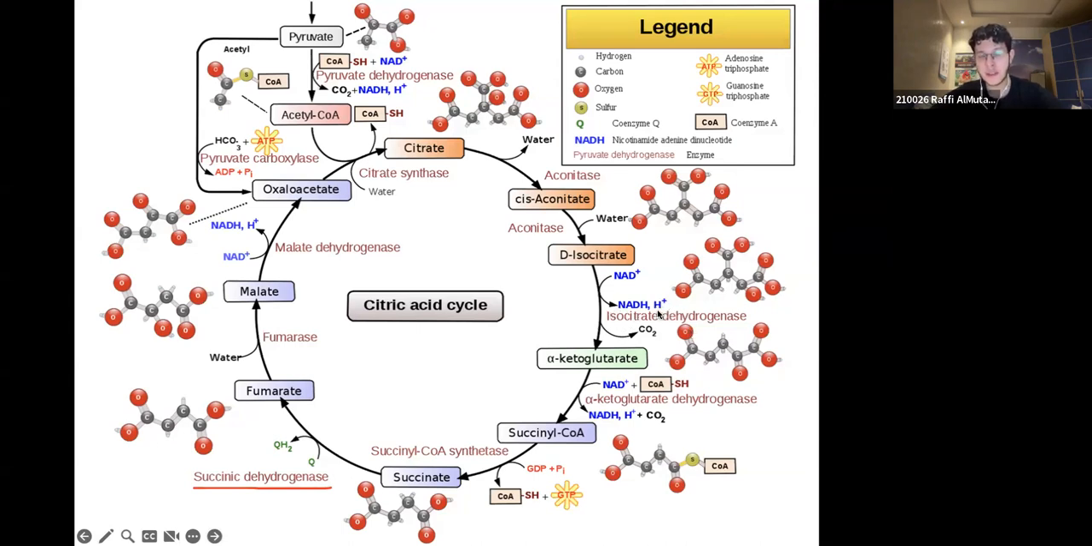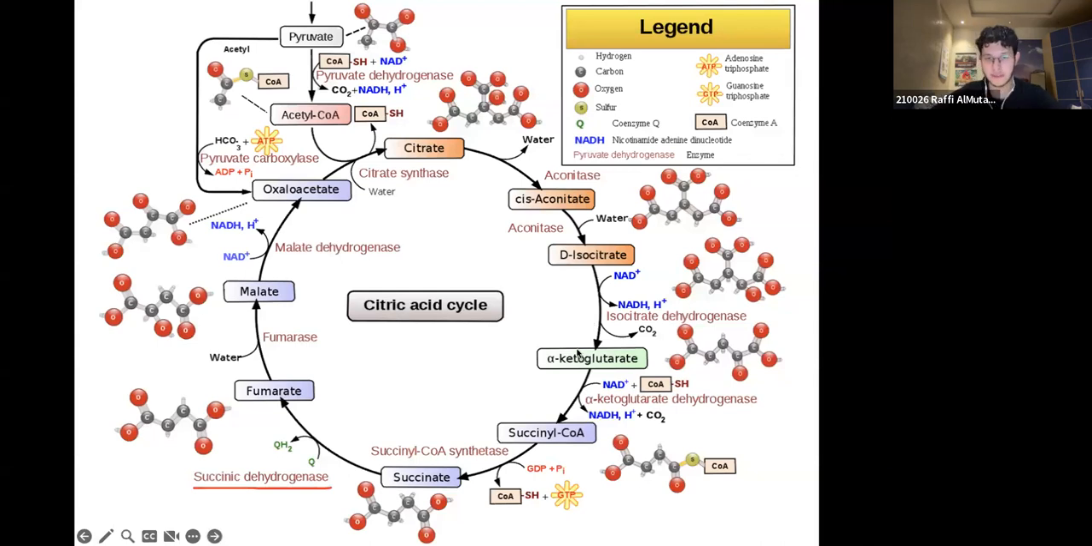So what does this mean? This is going to be used for the electron transport chain, because one of the functions of this cycle right here is to make electron carriers like NADH and H. So this isocitrate to alpha ketoglutarate step is by isocitrate dehydrogenase. This step makes carbon dioxide.